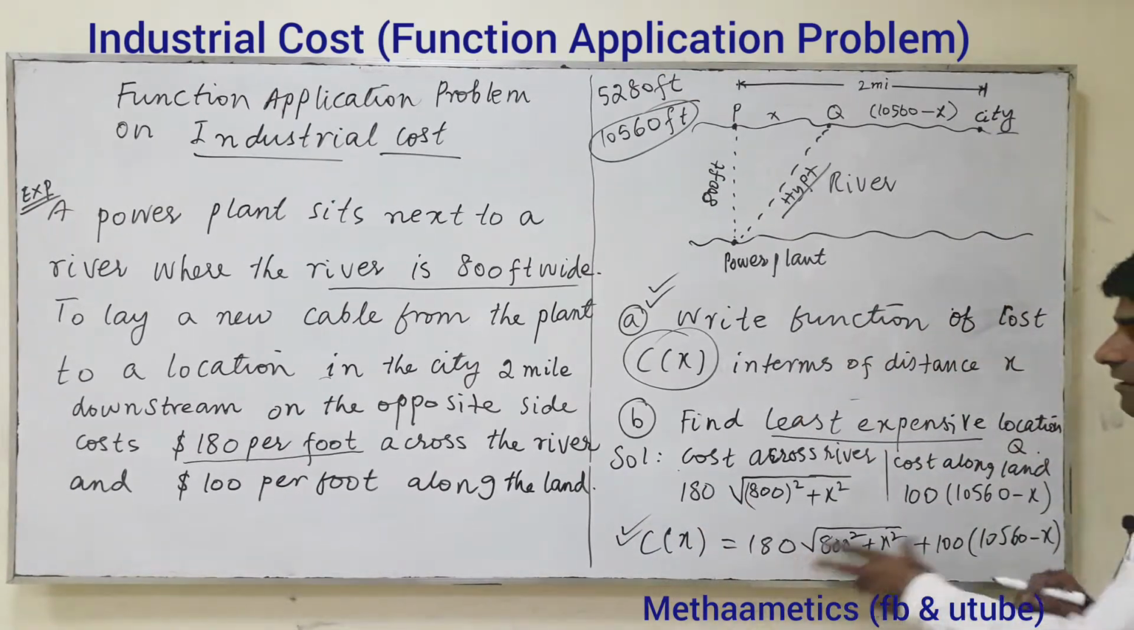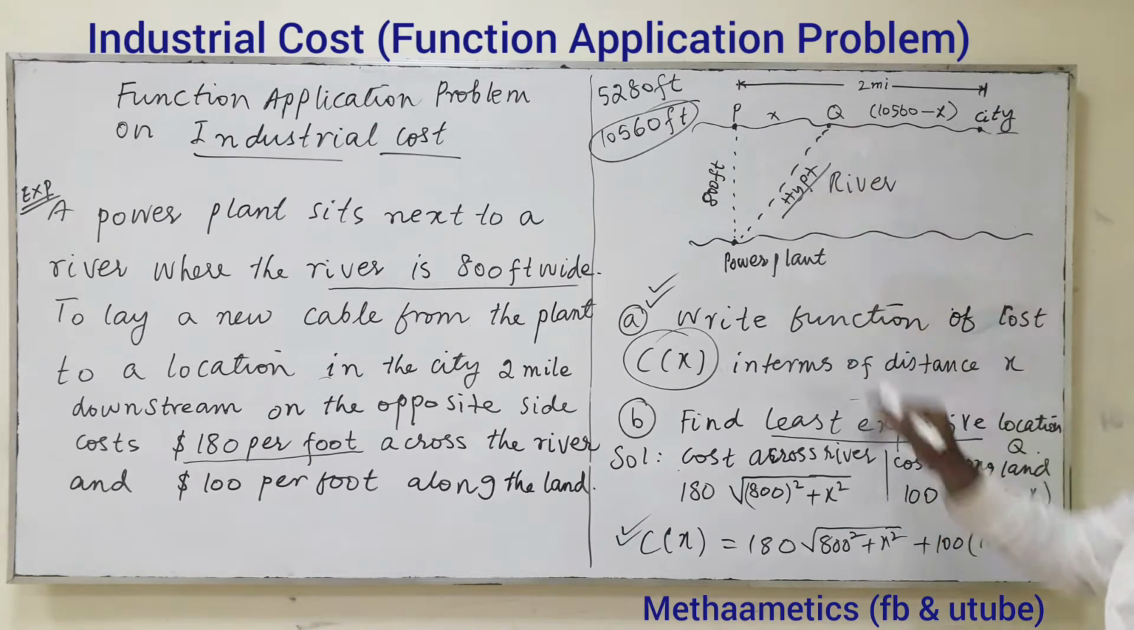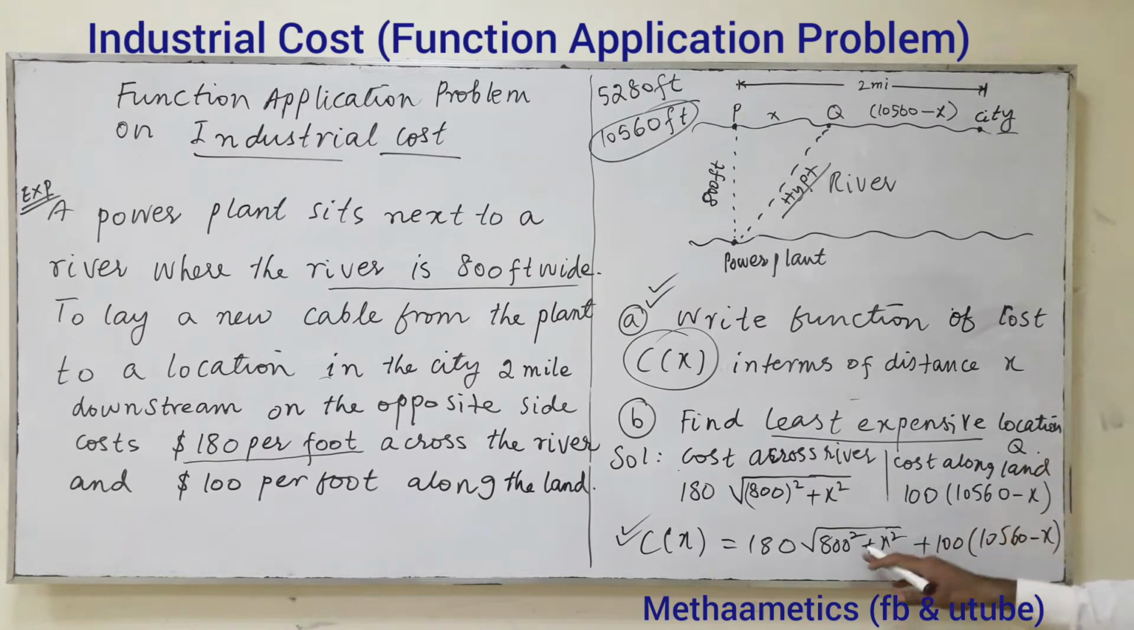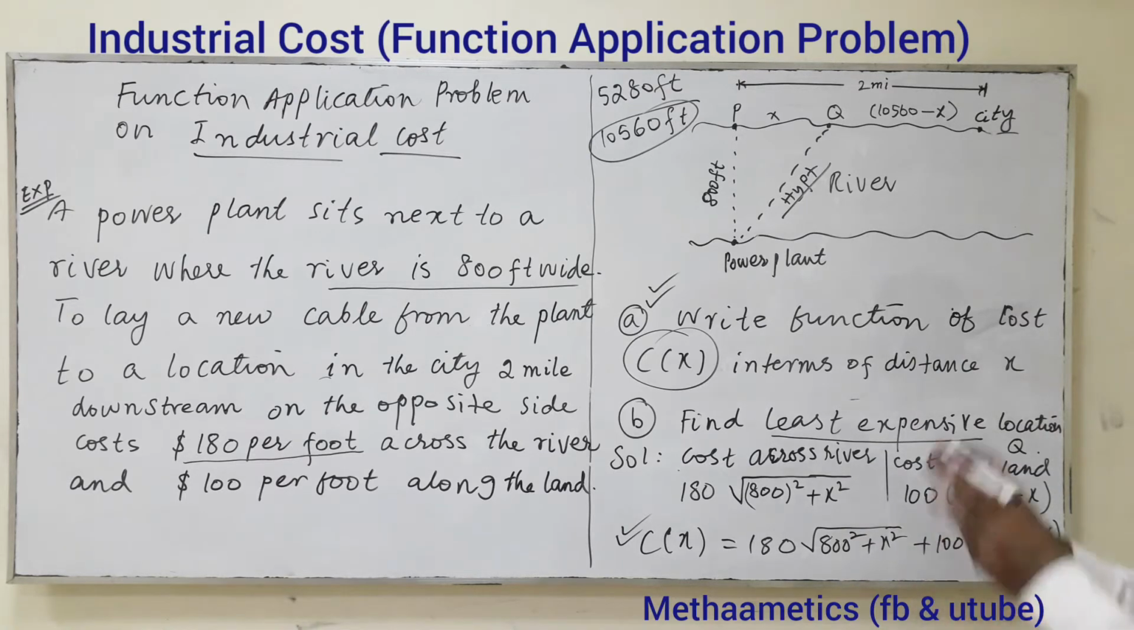This is the function for the cost, and we have to generate a table. From the table we estimate what the value of x should be for a minimum cost. For the least expensive location we have to find the value of x. After generating the table we can decide what the value of x should be.